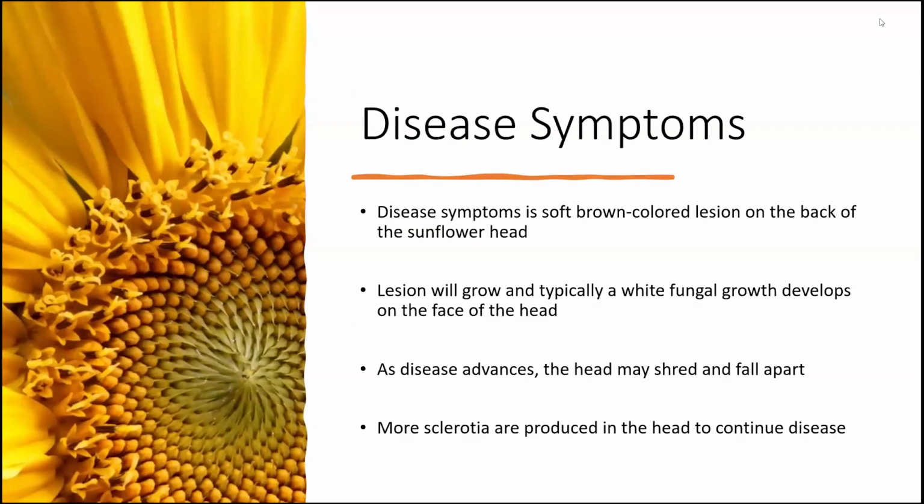So the disease symptoms of this disease are a soft brown colored lesion on the back of the sunflower head. The lesion will grow and eventually cover the whole back of the head. And many times you'll see a white fungal growth that develops on the face of the head. As the disease advances closer to harvest, the head may actually shred and fall apart, and it's said to look like a broom is at the top of the plant.